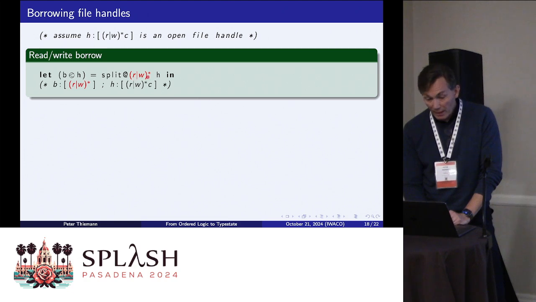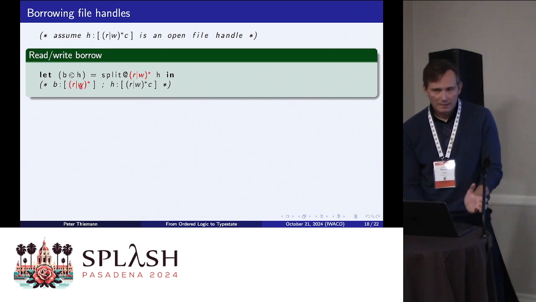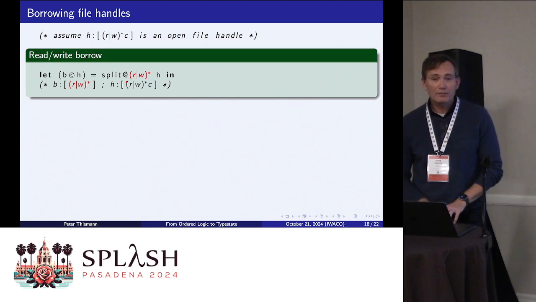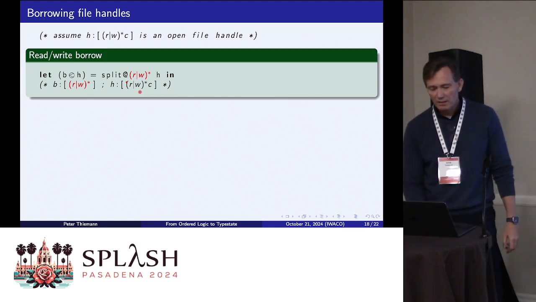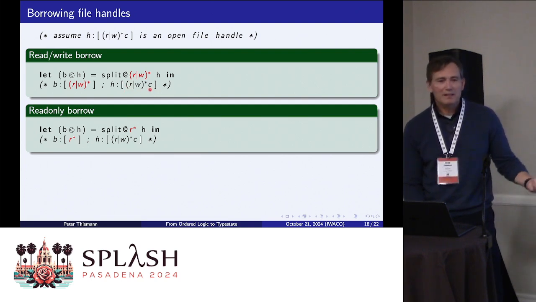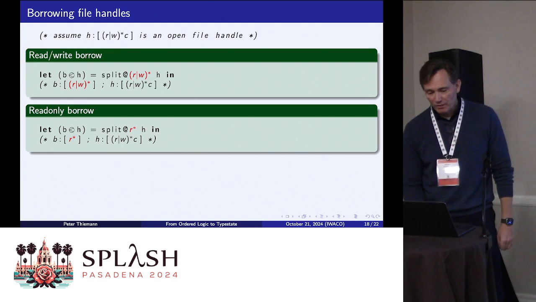If I want to split off a read-write borrow, then this type here, the capability at which I'm splitting, always ends up here in the type of the borrow. That's the way that things are set up. And then it turns out that you can always calculate a best possible leftover type here. There's an operation called product derivative. If you look at regular languages, there's a uniquely defined best continuation here, so that this inequation that I showed you on the previous slide holds.